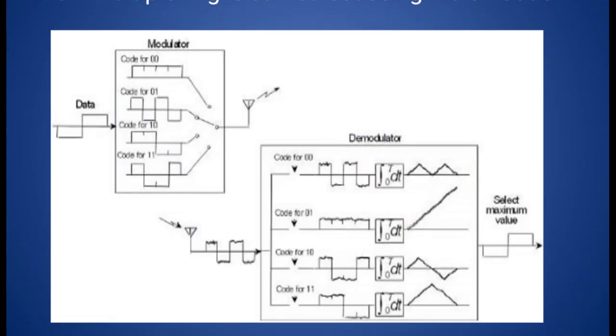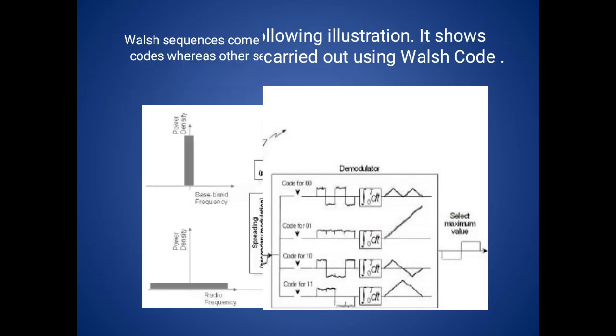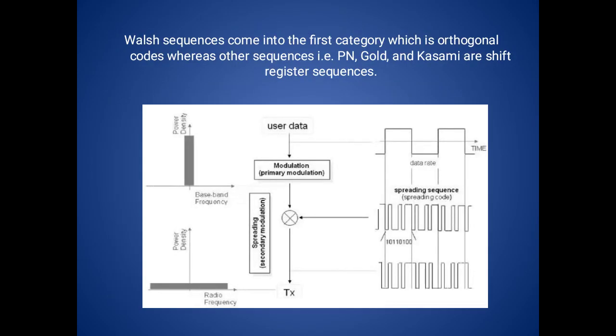Demodulator means receiver side. From the antenna, it will receive the signal, and that will be connected to the code, which will be transmitted to the selected mobile user who has a particular CDMA number. Walsh sequences come into the first category, which is orthogonal code, whereas PN, Gold, and Kasami are shift register sequences. These are other examples of Walsh family codes.